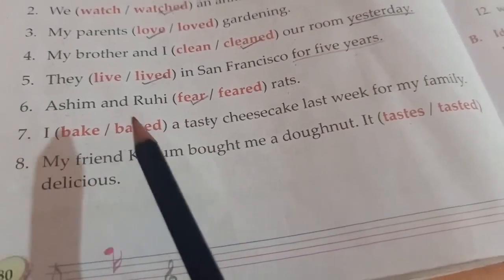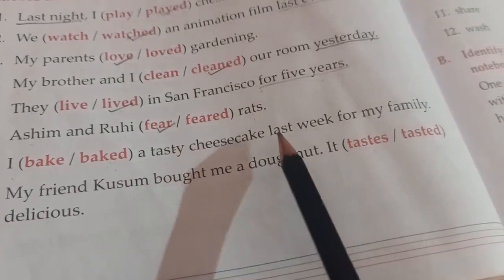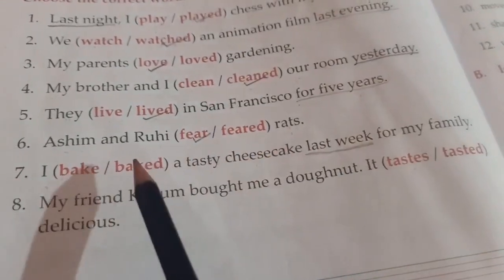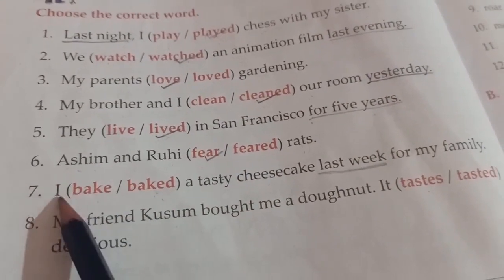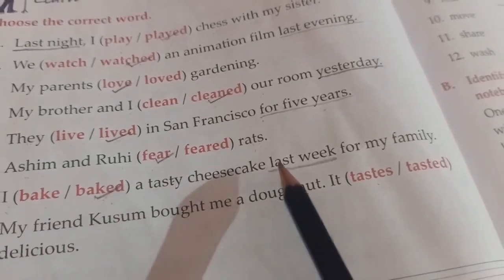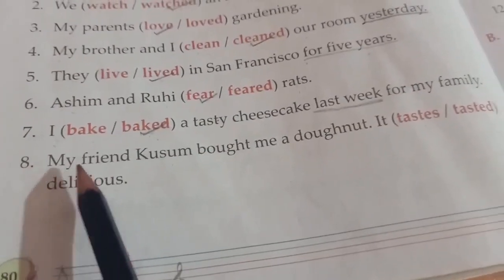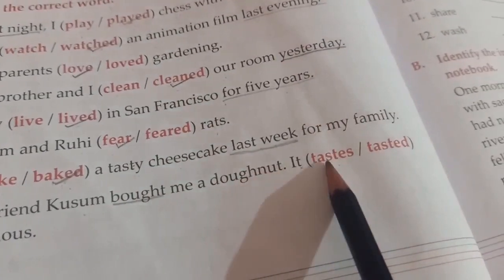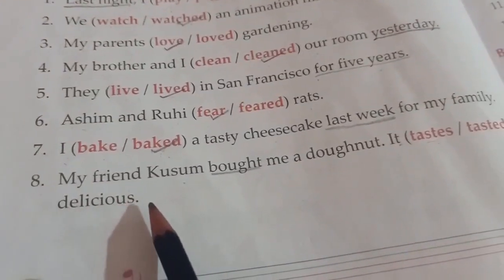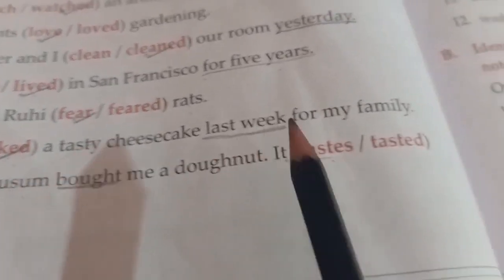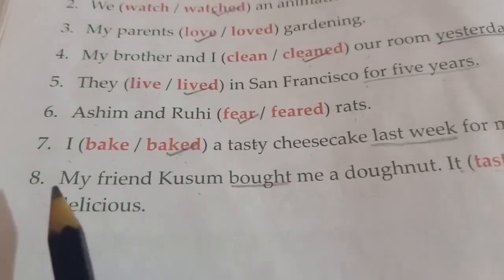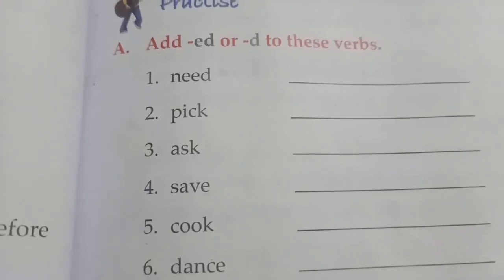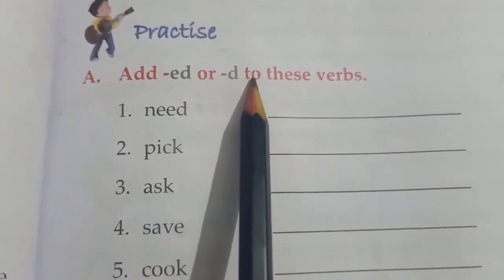I baked a tasty cheesecake last week for my family. See, last week, past time. So with past time we will use the past form of verb, that is the ed form of verb. I baked a tasty cheesecake last week for my family. My friend Kusum bought me a donut. Bought is a clue here. It tastes or tasted delicious. Delicious. So it tasted. My friend Kusum bought me a donut. It tasted delicious.